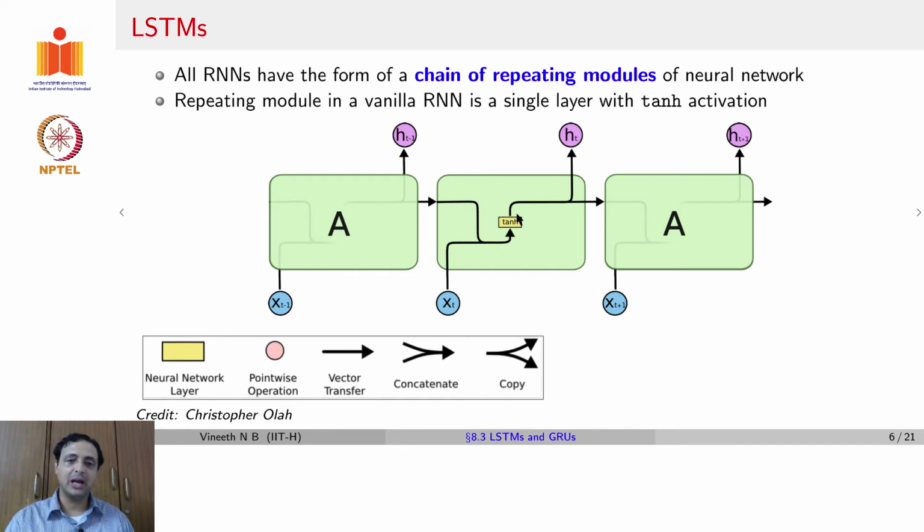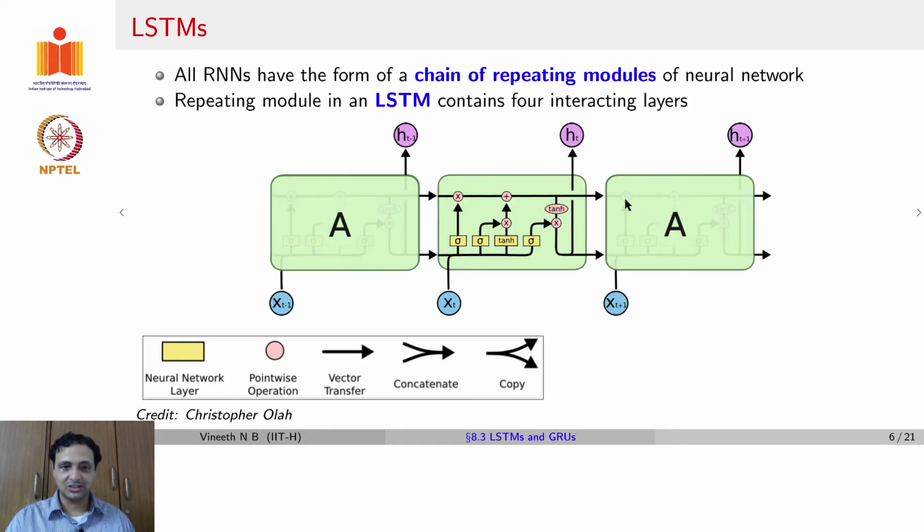A tanh is applied, that gives us ht, and that ht is given as output as well as given to the next RNN block at the next time step. That's the vanilla RNN that we've seen so far, drawn in a different way. Let's now try to draw a parallel with LSTMs.